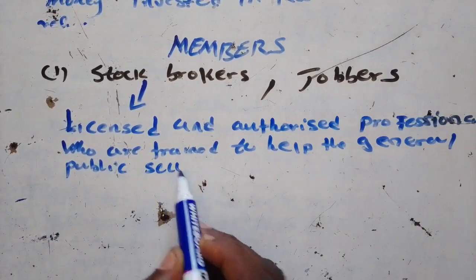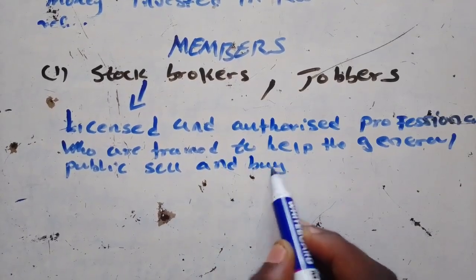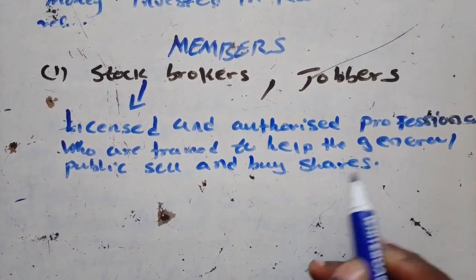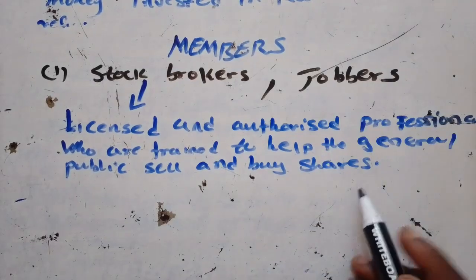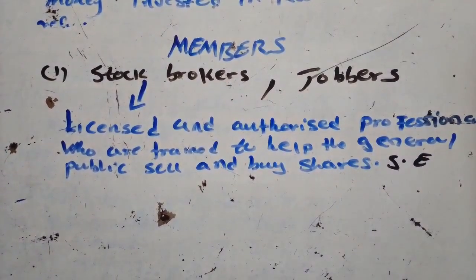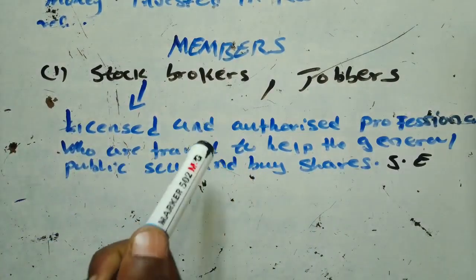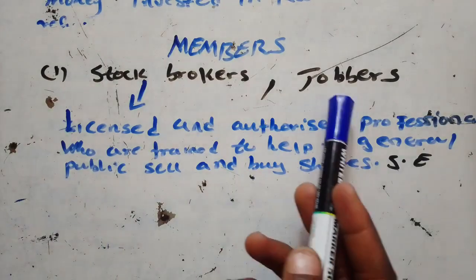So they help the general public to sell and buy shares. And where do they buy shares? The shares are bought at the stock exchange. So this is who the brokers are. The brokers are simply licensed and authorized professionals who are trained to help the general public sell and buy shares at the stock exchange.